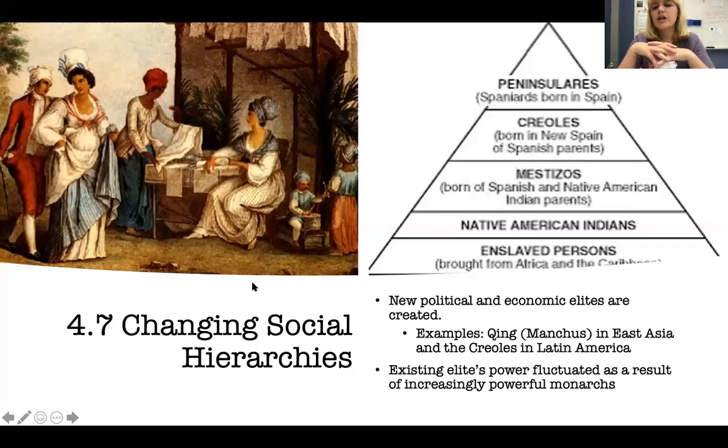Changing social hierarchies, new political and economic elites are going to be created. We said in the Qing Empire, the Qing, who are a group of foreign people, Manchus, are going to create their own ethnic system. Remember we said that the Qing are at the top, and if you're not Qing, you had to wear a queue in your hair. You also see new elites in Latin America, the Creoles.